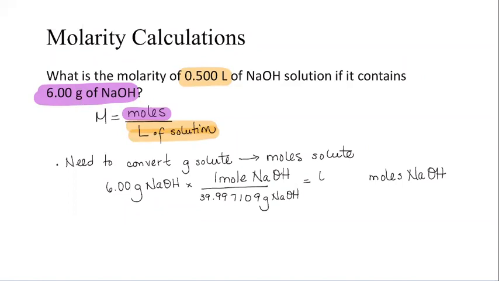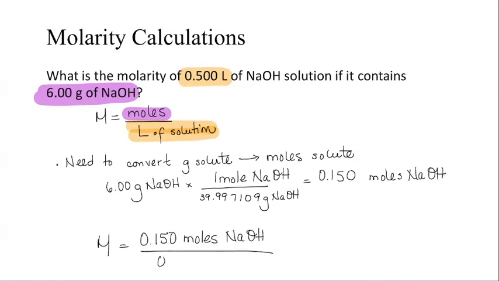So here we have 0.150 moles of NaOH, okay? Technically in this calculation, we will be using all our calculator display, okay? But it will give us a number that is very close. So now, finally, to calculate molarity, I'm going to write in my moles of NaOH, and I'm going to divide it by the liters of the solution. And that's going to give me my molarity. So I divide that by 0.500.